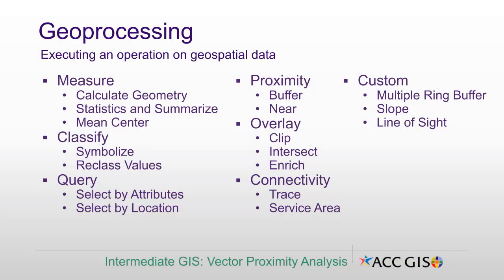Many of the analytical methods that we've been discussing have geoprocessing tools that support that analysis, including, for example, measuring features with calculate geometry, or classifying features with symbolize, or querying a layer with select by location. We also discussed utilizing the buffer and near geoprocessing tools to perform proximity analysis. You can use, for example, clip or intersect to perform overlay analysis, or a trace geoprocessing tool to perform connectivity analysis. And we even looked at using custom tools like multiple ring buffer to support our analysis.